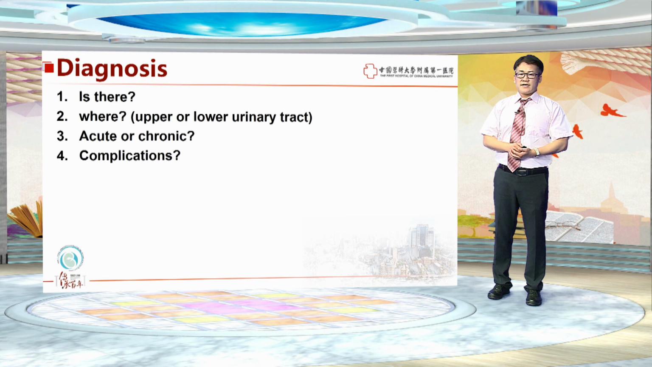The diagnosis. When it is suspected that the patient may have a urinary tract infection, we still need to know where it happened, in upper or lower urinary tract. Is it acute or chronic, and are there complications?